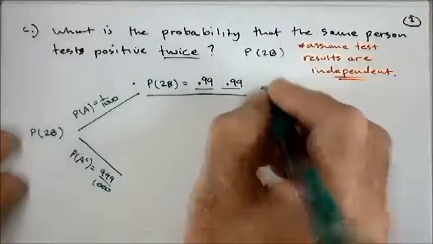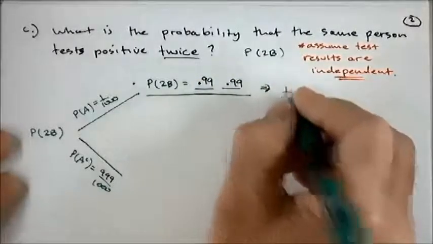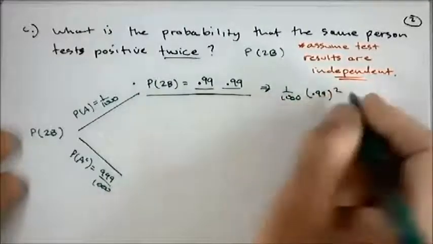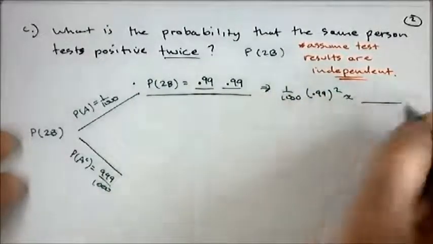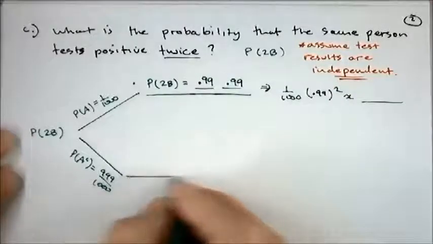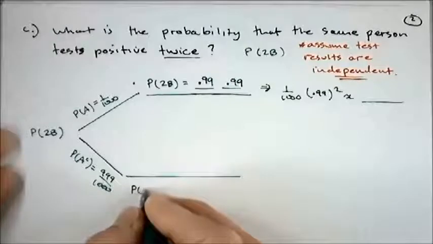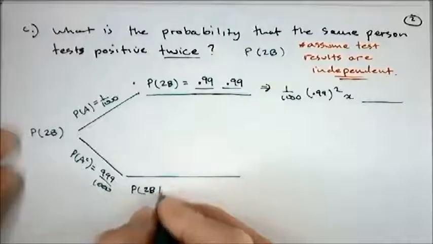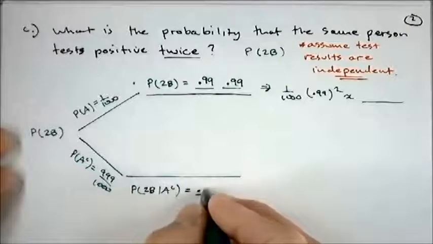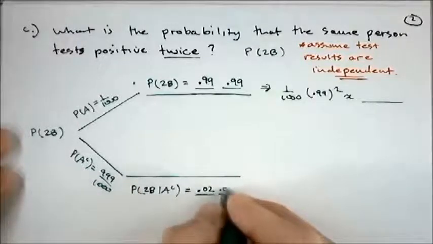So this would give me 1 over 1,000 times 0.99 squared. I'll work out that number, maybe somebody can. And then same thing down here, the probability that they test positive twice given that they don't have the disease is, what did I say it was, 2%? So 0.02 times 0.02.